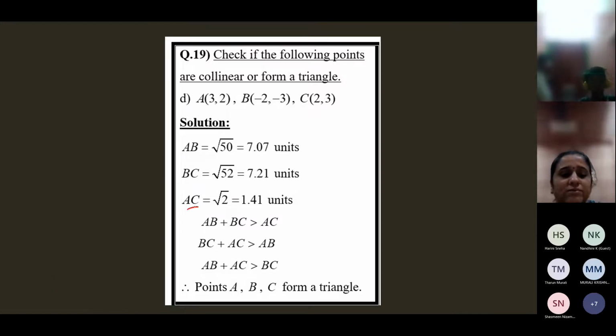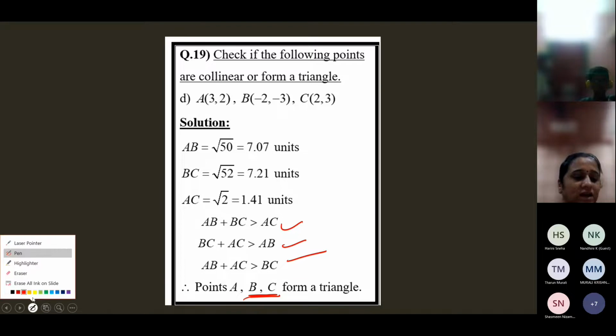And what is AC plus AB? Something like 8, 7 plus 1, 8 is greater than BC. So the sum of any two sides is always greater than the third side. So the points form a triangle. And what kind of a triangle does it form? It forms a right angled triangle.